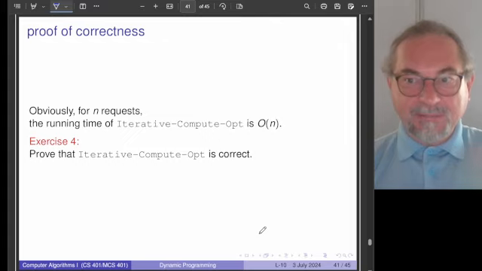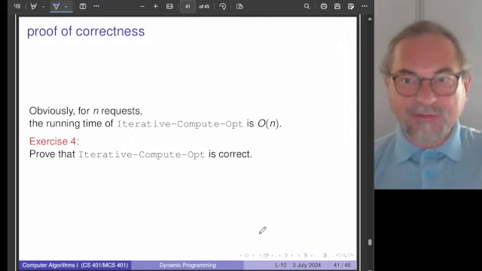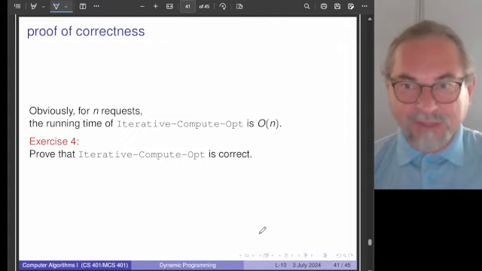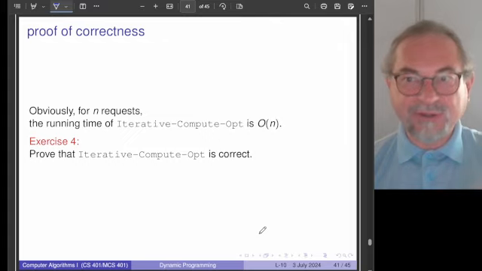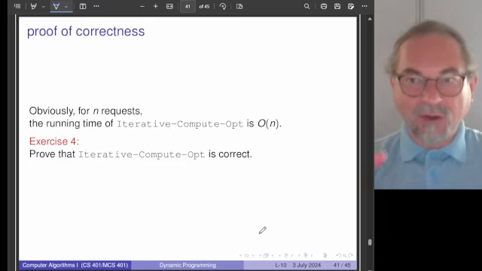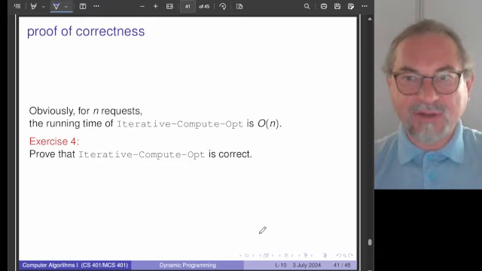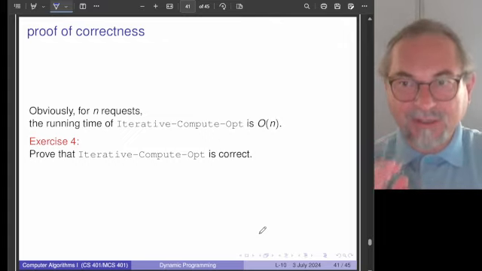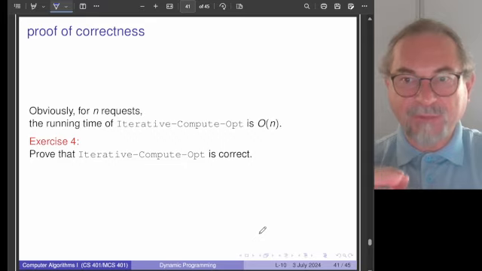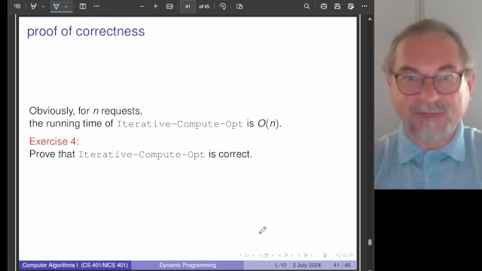In the first half, we showed that we can retrieve the selection from this. So that is another potential exercise. Does the iterative method also give you the optimal selection of the requests? What we computed in this m value is essentially the sum of the values that is optimal. It doesn't really say directly what the selection is. So this is actually an extra exercise.